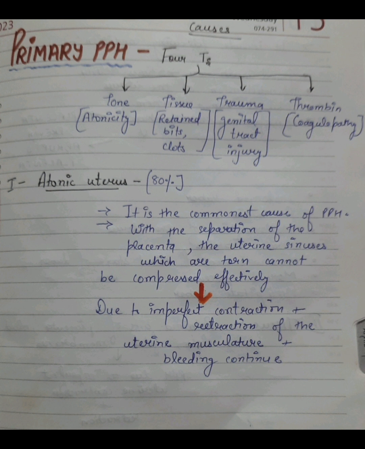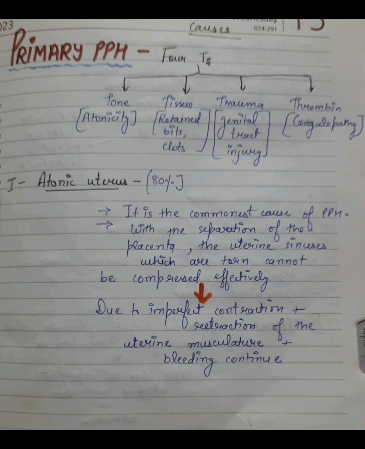First cause of primary PPH is atonic uterus. Now atonic is what? When the tone of the uterus gets disturbed. It is the most common cause, most commonly found in PPH. It is found in 80% of cases, right?